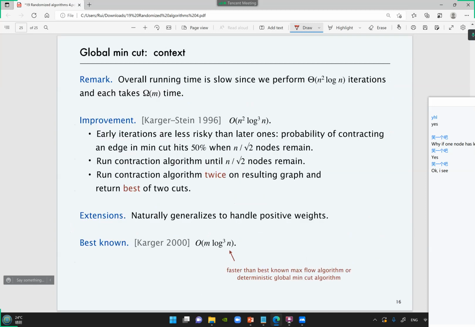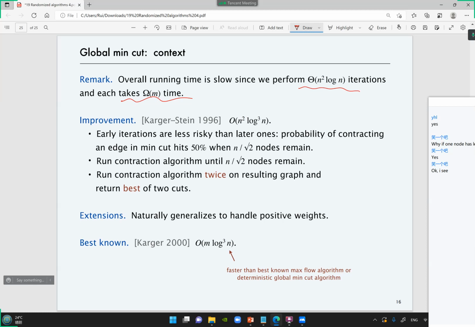I'll say a few more things about this. First of all, if you look at the time complexity of this algorithm as we presented it, it's actually pretty slow, because you need to run a total of n squared log n iterations. And in each iteration you go through this contraction process, which you can show takes order m time. So in total, this is going to take something like m times n squared log n time.